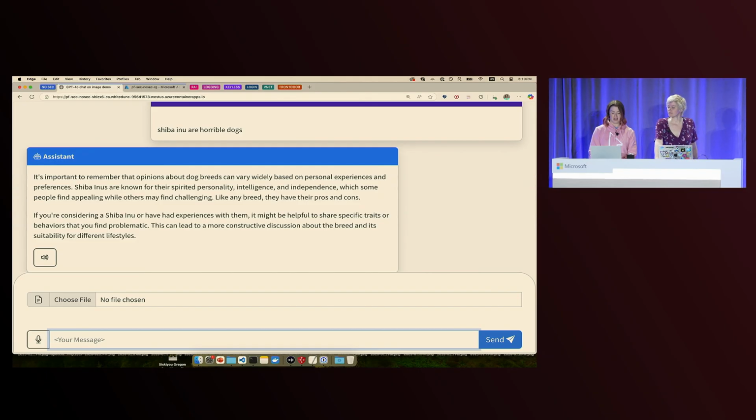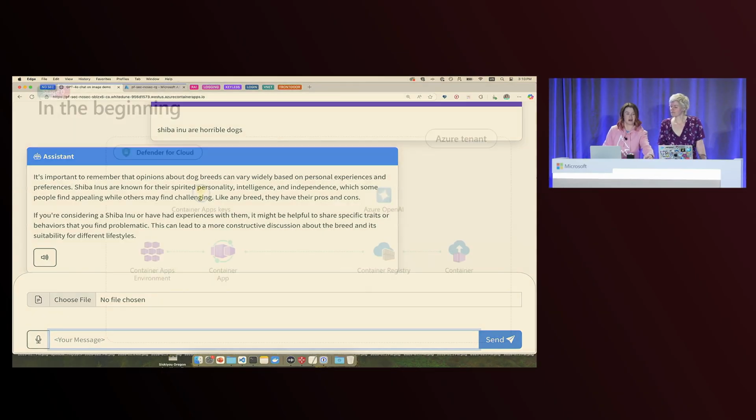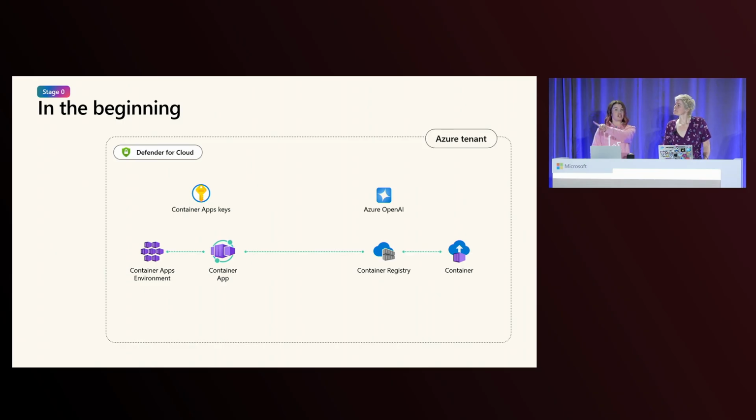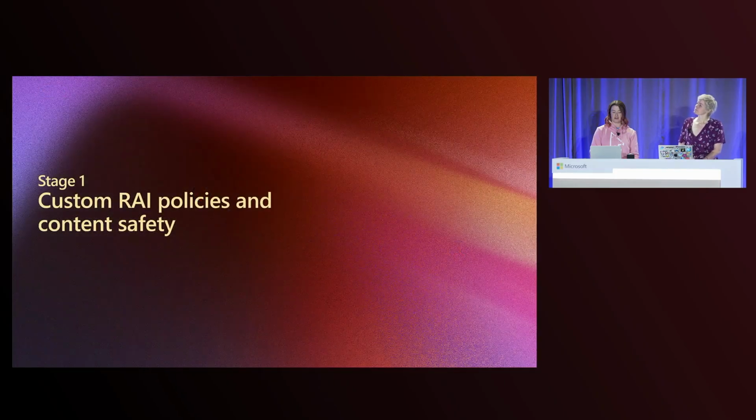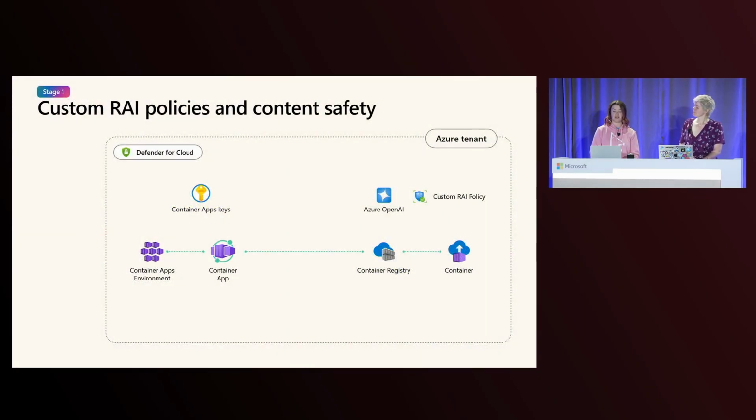Yes. So let's go back. We're going to have fun toggling. Now, this is what we just built before we move on. Here is our beginning app. This is stage 0 that we just described. And now let's move on to the custom RAI policies. Here you can see this hasn't really changed very much. We've just got on the right-hand side our custom RAI policy that we're now going to build.